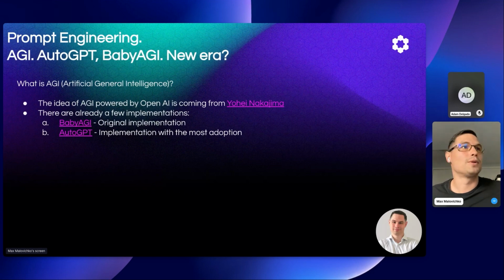For the closing, I wanna briefly touch on the prompt engineering. So what is AGI? AGI stands for Artificial General Intelligence. The concept is not new. It's a very old concept in computer science. But the idea of AGI that is powered by OpenAI and vector database originally came from Yohei Nakajima. I really hope I pronounced that right. It was a guy who came up with a diagram of how he sees the architecture of modern AGI. And he created his first implementation, which was Baby AGI.